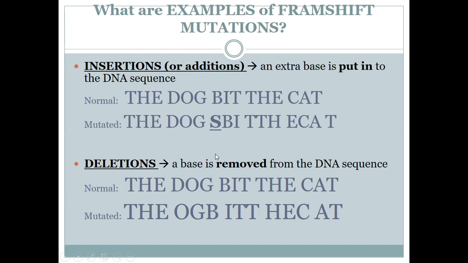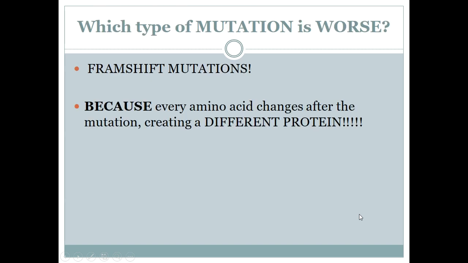An example of a deletion, in which a base is removed. Again, we have the normal sentence, the dog bit the cat. We have now deleted the letter D. So now the word the, which was normal above, stays the same. But everything after that D was deleted is completely different. And so we can expect the amino acids to be completely different. And if all of these amino acids are different, that means that the entire protein is probably different as well.